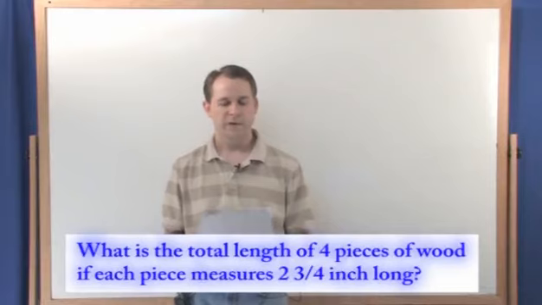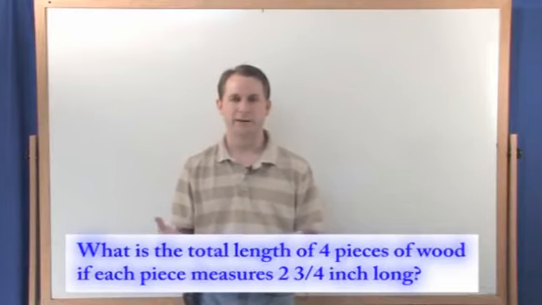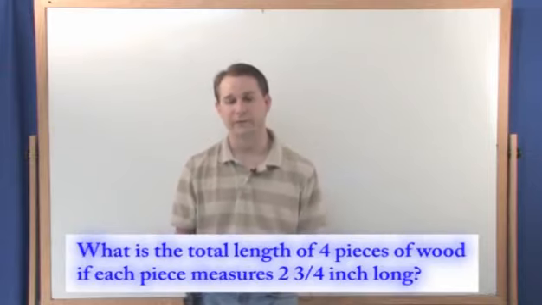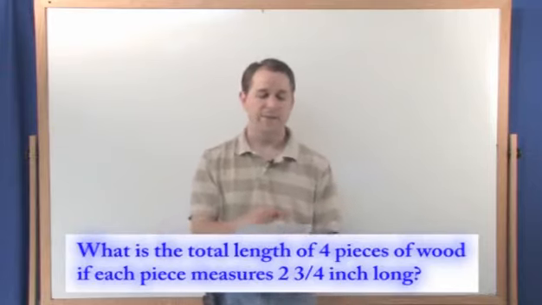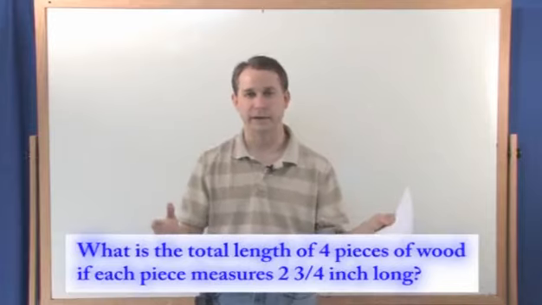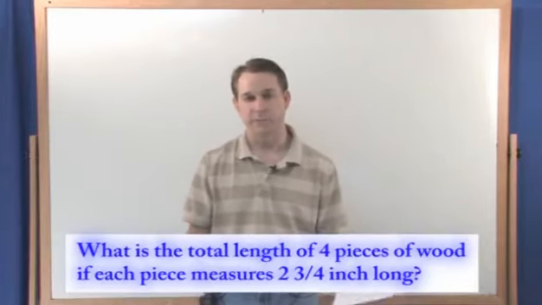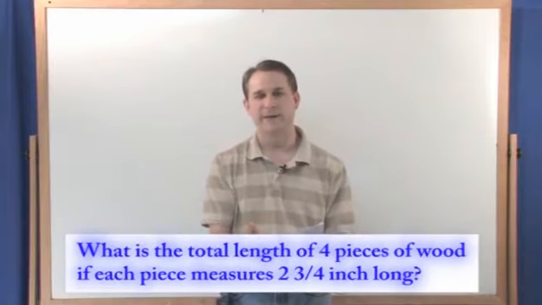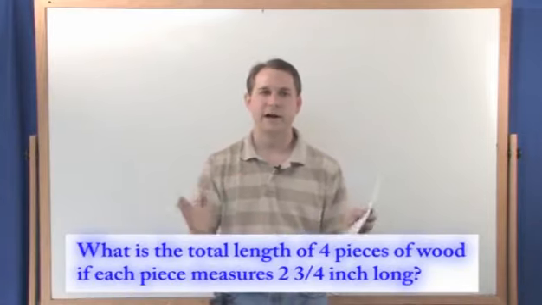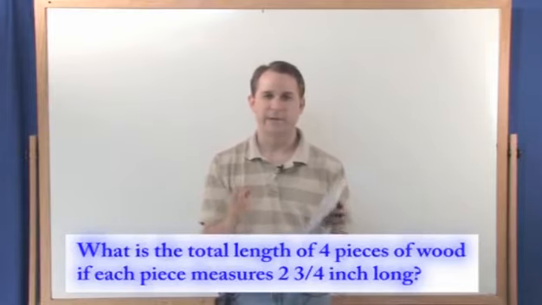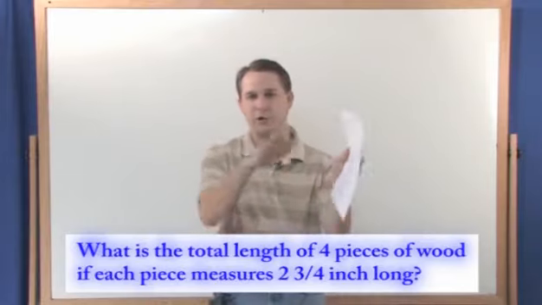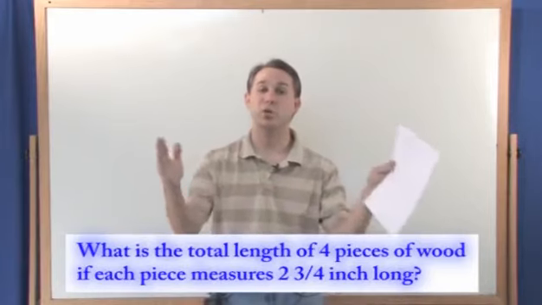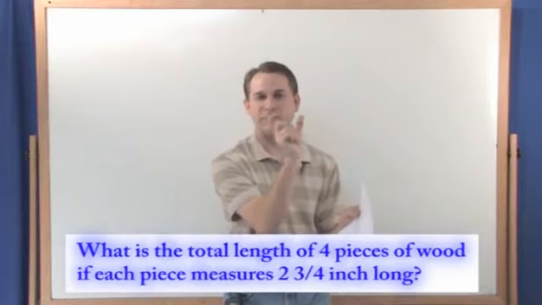So it says, what is the total length of 4 pieces of wood if each piece measures 2 3/4 inches long? Okay, so we know we're not going to be adding or subtracting anything here. First of all, subtraction doesn't make any sense at all because this problem is asking you for the total length of something. It means you're going to be either adding or multiplying to find the total length. You're definitely not going to be subtracting. Division doesn't make sense here because you're not trying to find out how big one little piece is when you know how big all of it is. You're actually doing the opposite. You're trying to find out how long the total length is if you know how big each piece is.